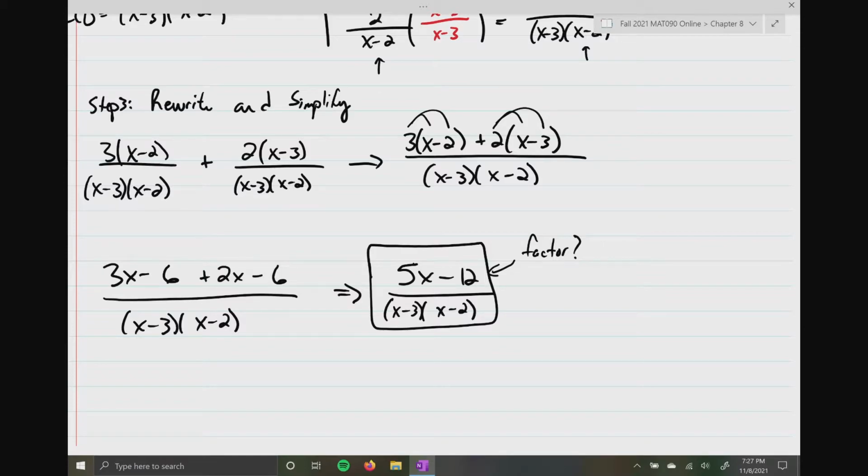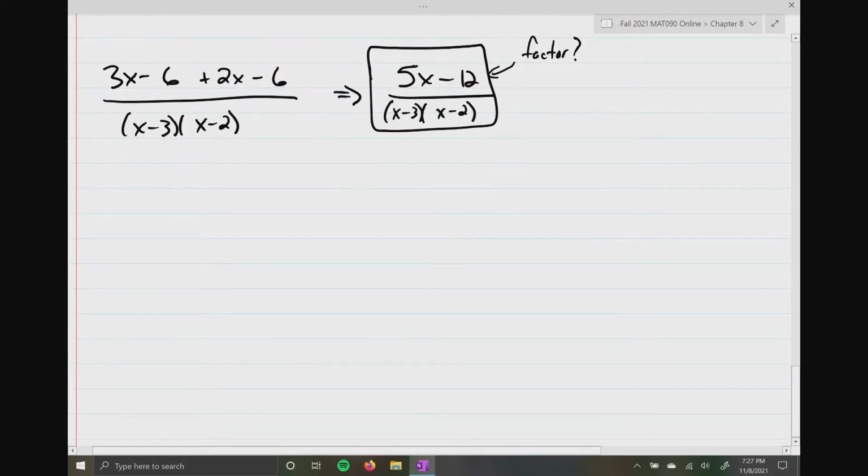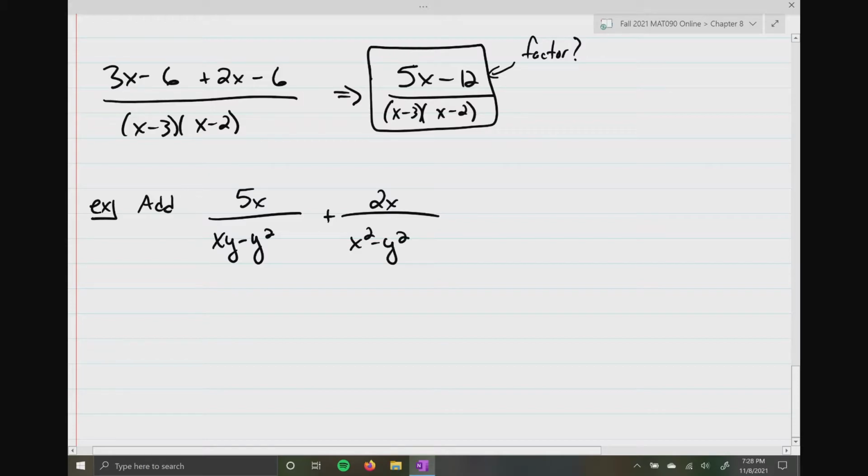So let's look at some more complicated ones, okay? Let's try this one here. We're going to add 5x over xy minus y squared plus 2x over x squared minus y squared. Okay?